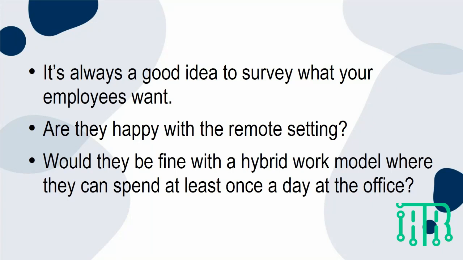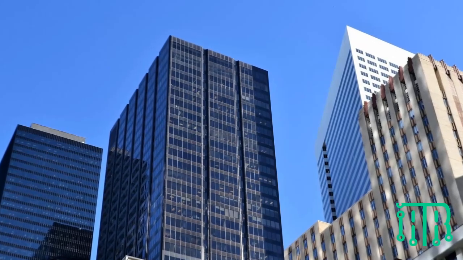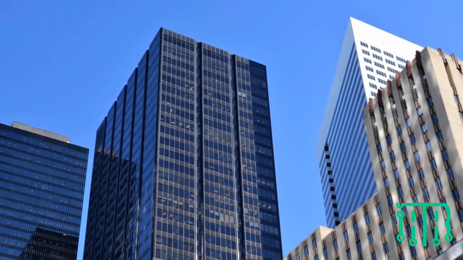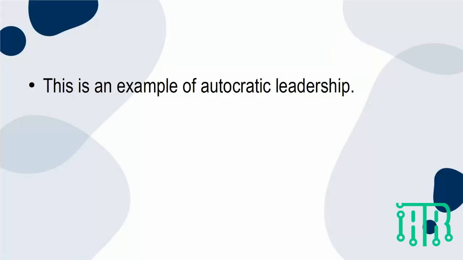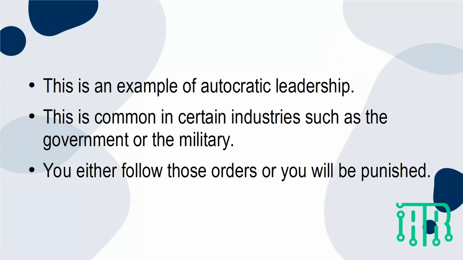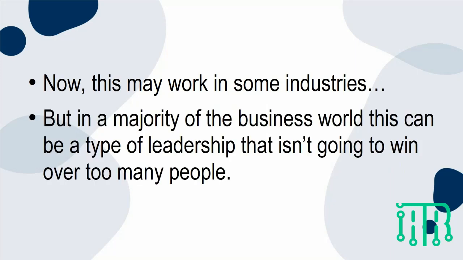Next, let's say you make the decision and terminate remote work. Everyone is back at the office, and that decision is final and no one gets a say on the matter. This is an example of autocratic leadership. This is common in certain industries such as the government or the military. You either follow those orders or you will be punished. Now, this may work in some industries, but in a majority of the business world, this can be a type of leadership that isn't going to win over too many people.